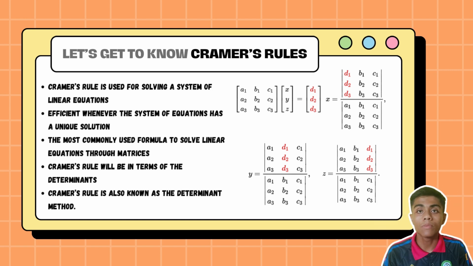The solution obtained using Cramer's rule will be in terms of the determinants of the coefficient matrix and matrices obtained from it by replacing one column with the column vector of the right-hand side of the equations. In this method, the values of the variables in the system are to be calculated using the determinants of matrices. Thus, Cramer's rule is also known as the determinant method.